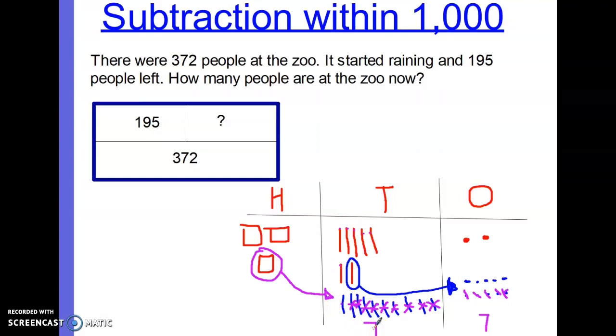Now I'm going to go to my hundreds place. How many hundreds am I going to subtract? 1. So we're going to X out 100, and we have 100. So there are 177 people at the zoo.